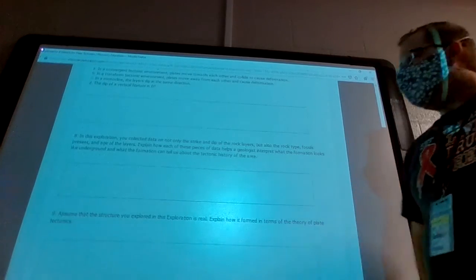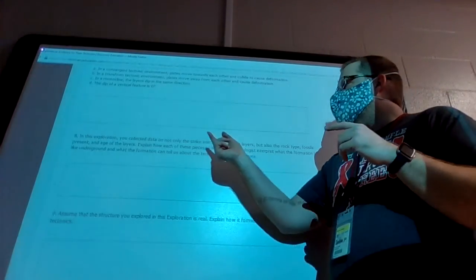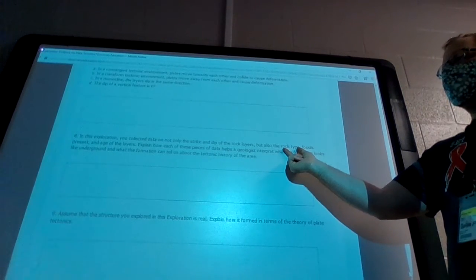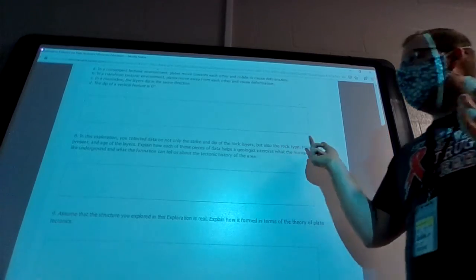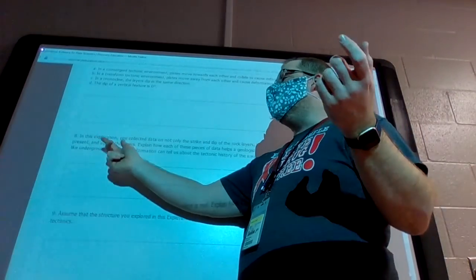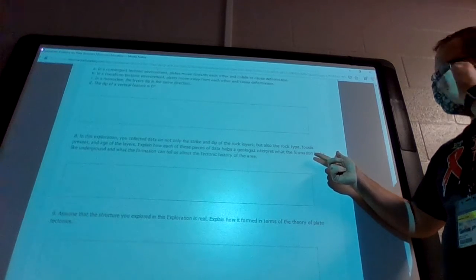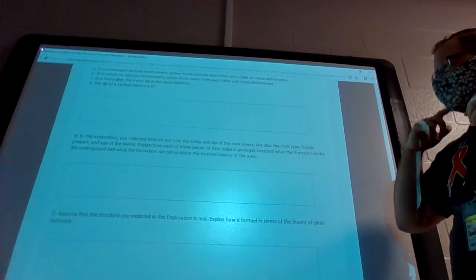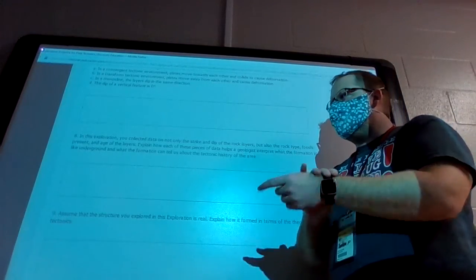So let's go step by step through this. They say we measured the strike and dip. The rock type itself, what kind of rock is it? Is it igneous, sedimentary, metamorphic? What specific type of rock? The fossils that are there and the age of the layers. Explain how each of these pieces of data helps the geologist interpret the formation and its tectonic history. So let's just go through this.